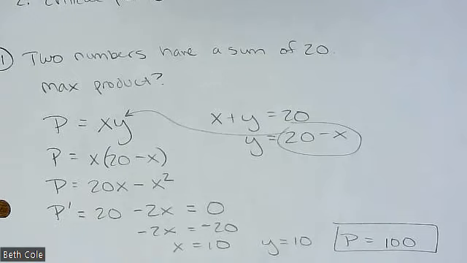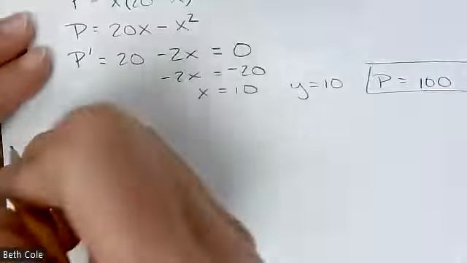Two numbers have a sum of 40. What would the two numbers be? 20 and 20. What's the maximum product? Good. You guys got it? You can do it without any work. All right, let's try another one.